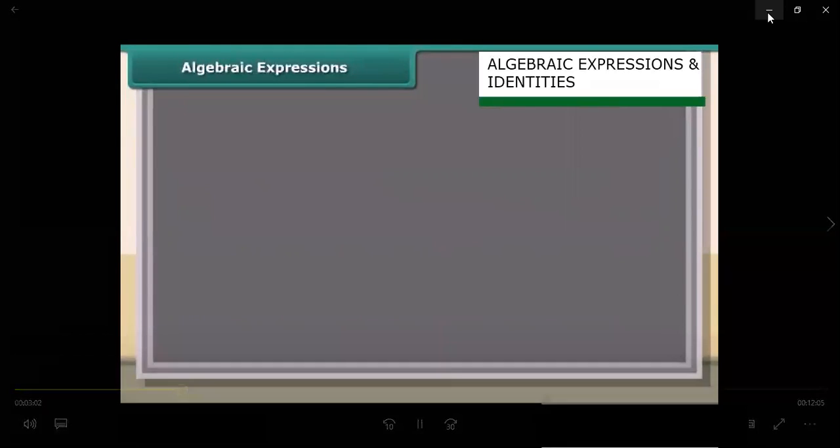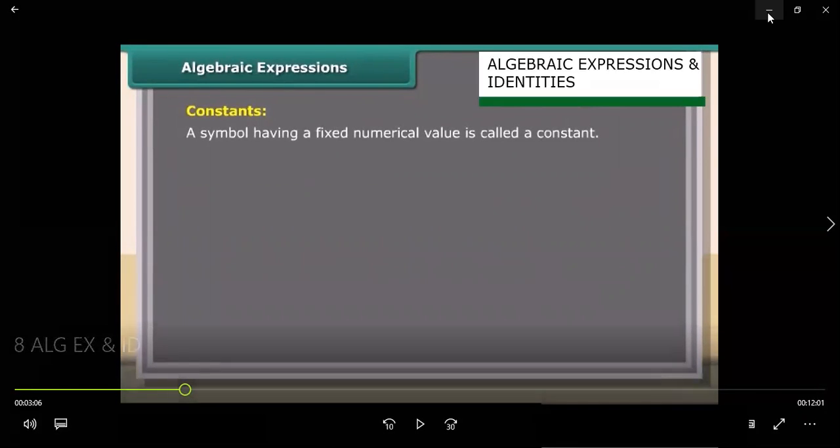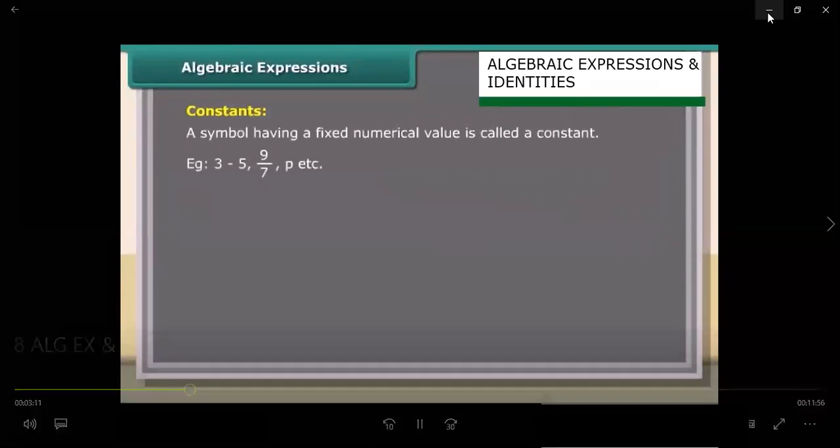Then next we have algebraic expressions. So let's understand these terms one more time. What is a constant? As you know, a symbol having a fixed numerical value is called a constant. For example, you can see 3, minus 5, 9 by 7. We can take any other constant also.